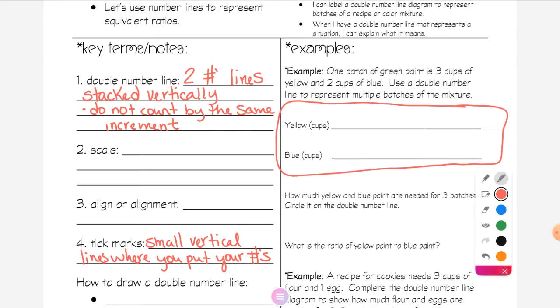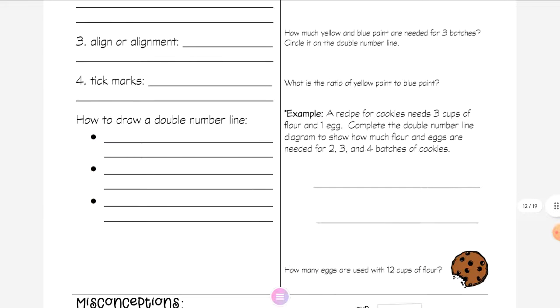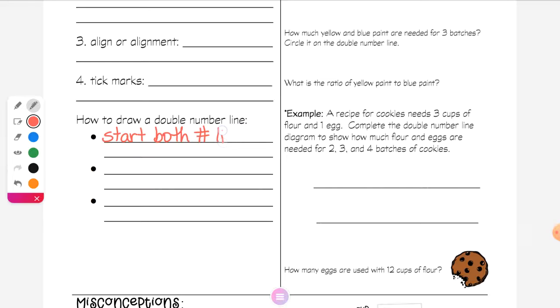Okay. So now, how to draw a double number line? Now I lost my button. Go ahead and write in the first one. Step 1 is start both number lines at 0. Start both number lines at 0.